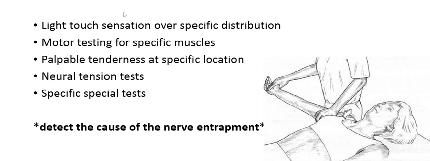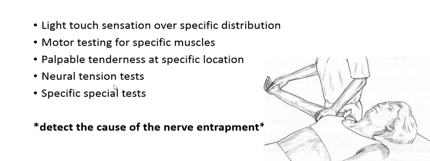Now, the other thing in addition to that, so sensation, when we do light touch, motor testing, we talked about that. If we know for a fact, or if we suspect that, let's say, the median nerve is entrapped at the pronator teres, if we try to go in and palpate that specific area right over the pronator teres, that could be diagnostic as well, right? If you palpate there and it reproduces their pain, then that potentially could be a diagnostic finding for you.